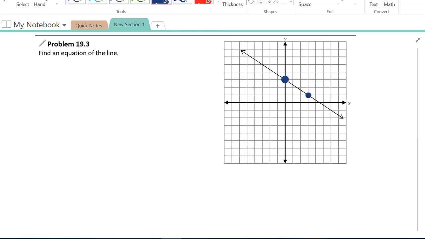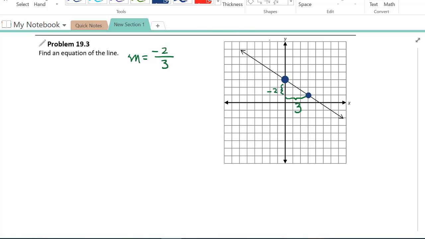So the question is, how do I get from this point all the way to this point? Remember, you go up or down first. So first, I'm going to have to go down. How much? 1, 2. So I went down 2, so that's going to be -2. And I'm going to go to the right how many? 1, 2, 3. So I went 3 to the right. So that's my slope. My slope is going to be negative 2 over 3.